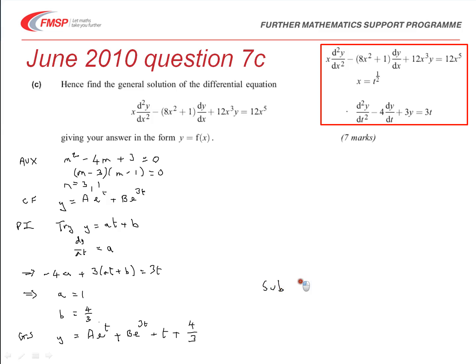for t, well, we know that t is equal to x squared if x is equal to t to the half. So substituting that in gives us our general solution as a e to the x squared plus b e to the 3x squared plus t, well, t is x squared, plus the 4/3.